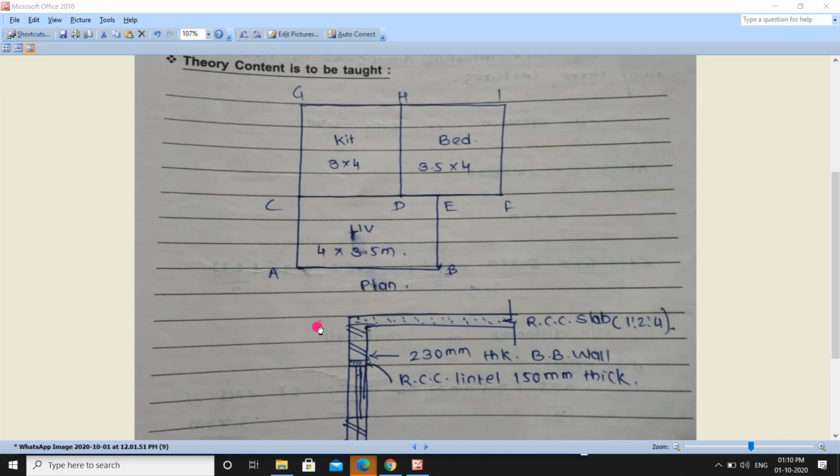Okay, in this, if you see the plan, there are three rooms: kitchen, bedroom, and living room. That is hall, kitchen, and bed. In this plan, we name the points A, B, C, D, E, F, G, H, and I. If we observe the hall, the size of the hall is 4 into 3.5 meter, whereas for the kitchen it is 3 into 4.5, and for the bedroom it is 3.5 into 4 meter.